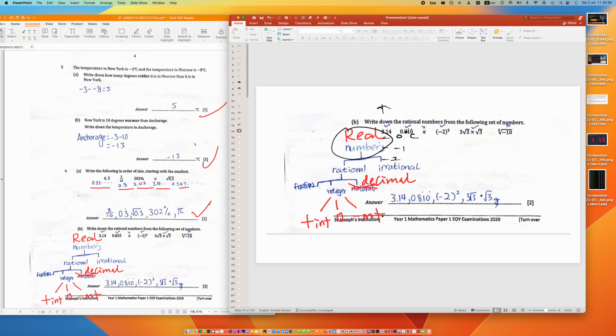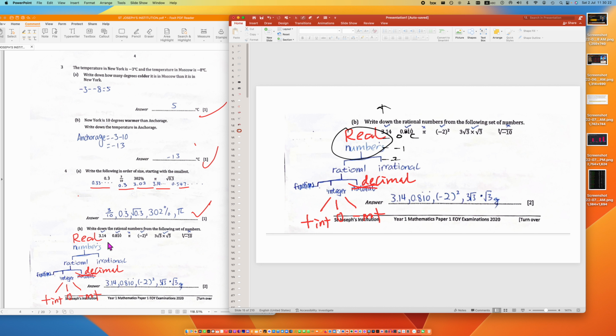I really think that this real number tree is very simple. Real number, rational, irrational. Rational splits into three: fraction, decimal, integer. The order does not matter. Then after the integer, you just split into positive integer, 0, and negative integer. Then now we can solve the question easily.